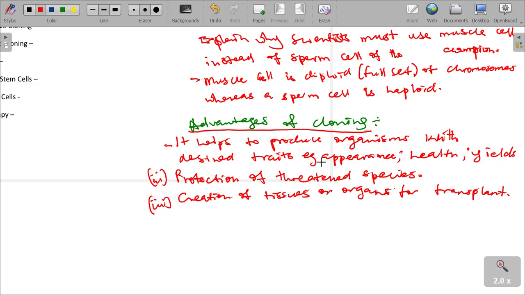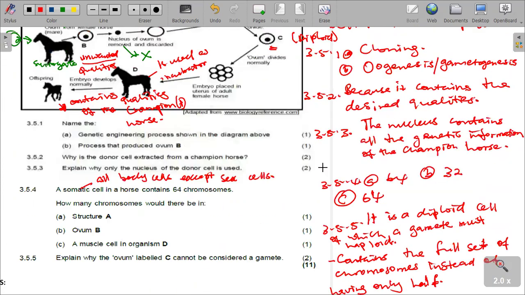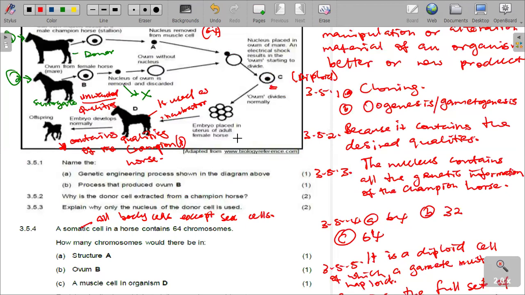Still on the same question of cloning, sometimes they might also ask you why the nucleus of the surrogate mother who has given the ovum was removed. The ovum's nucleus was removed because the scientists wanted to get rid of the characteristics of the surrogate mother. That is why the nucleus was removed from the ovum there.